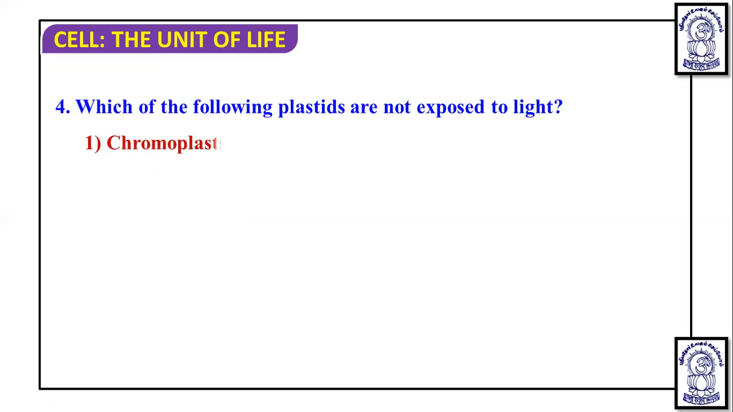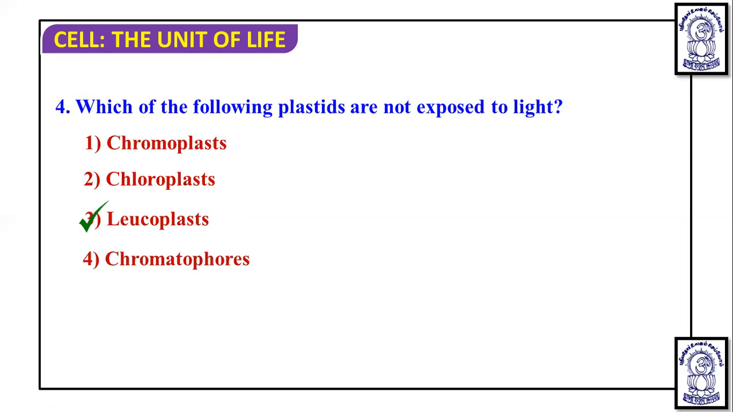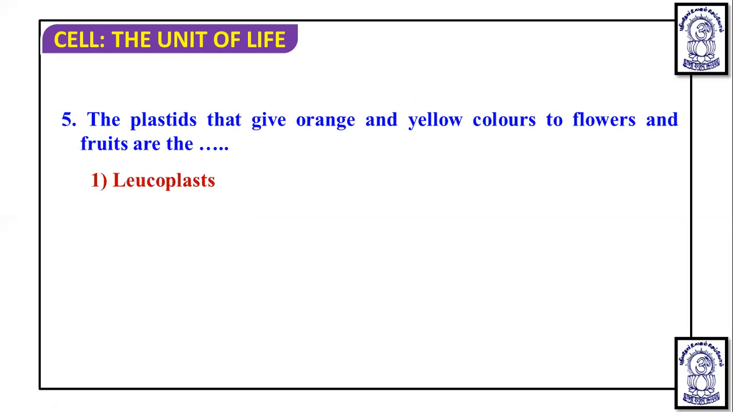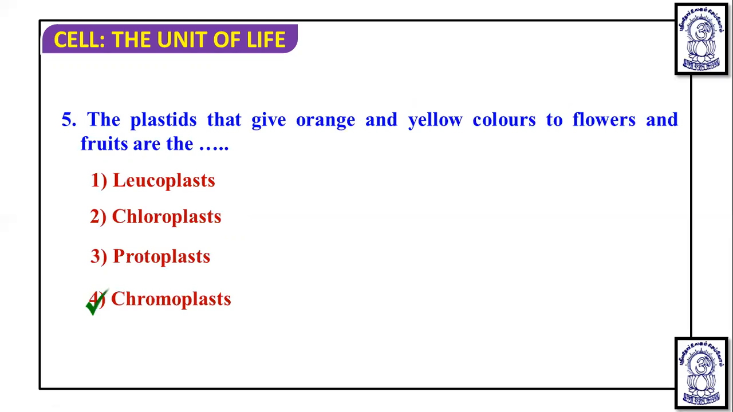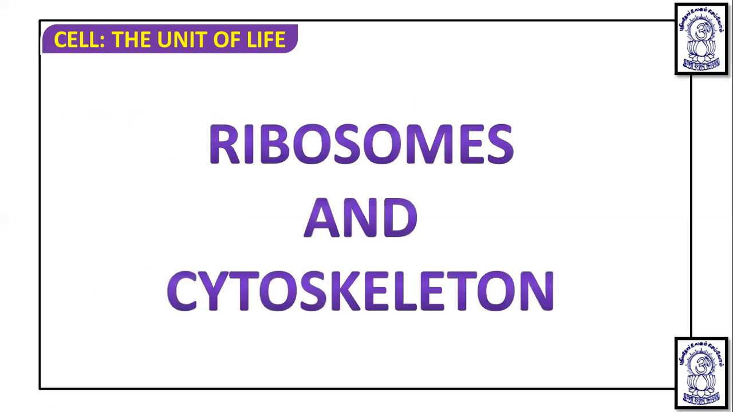Which of the following plastids are not exposed to light? It is known that leucoplasts are not exposed to light, because of this they are colorless. The plastid that gives orange and yellow color to flowers and fruit, obviously the orange and yellow color is given by the chromoplast.